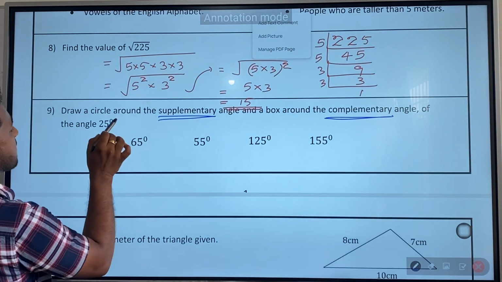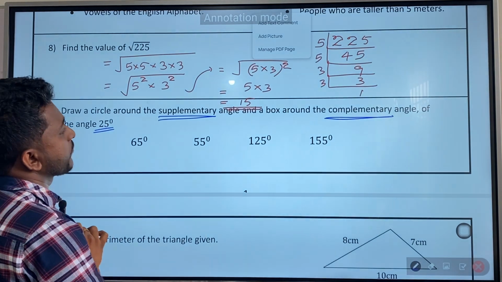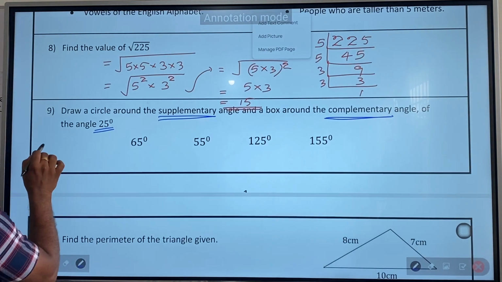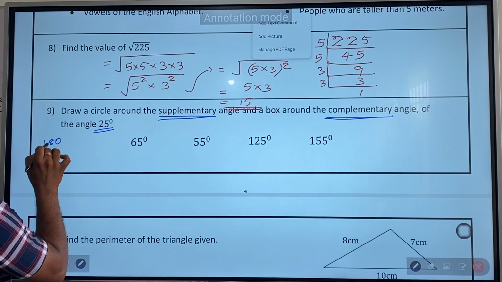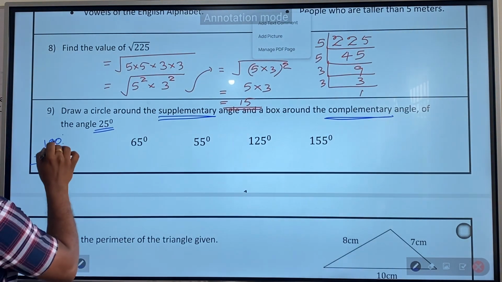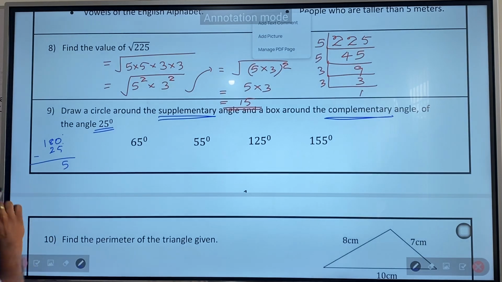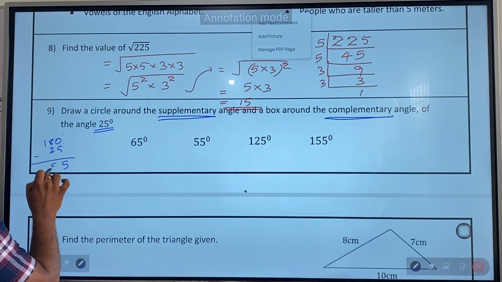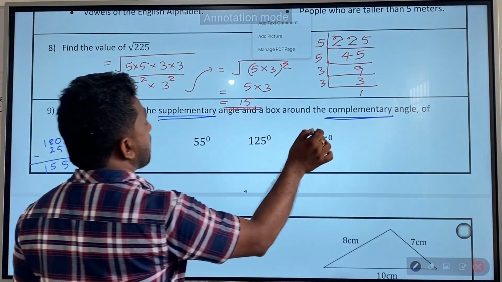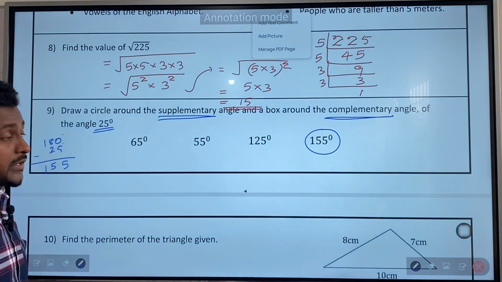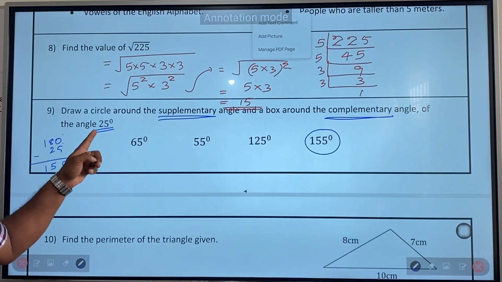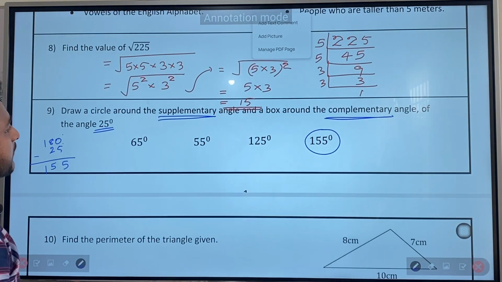So we want to find the supplement of 25. We have to subtract 25 from 180. 10 minus 5, 5, 1 here remaining, 7, 7 minus 2, 5, and 1, 155 degrees. So we have to draw a circle around that. That is the supplement, right? Supplement of 25.